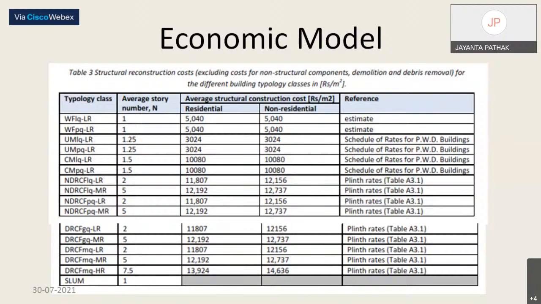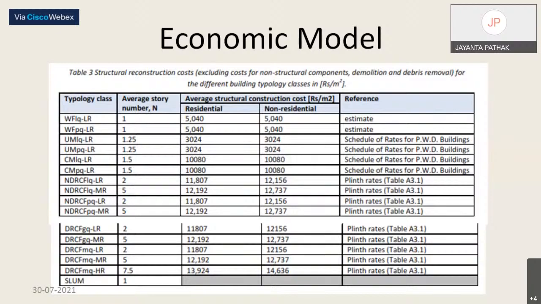So we have some idea about the consequence of a particular earthquake: the damage to the building, and damage to the building has a consequence on the economy. So we have calculated the reconstruction cost after an earthquake based on the intensity. The higher the intensity, the more damage. The lesser the intensity, the lesser the damage. A vulnerable structure will have more damage.